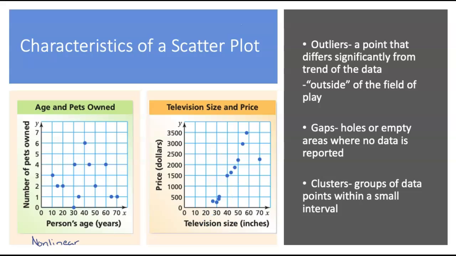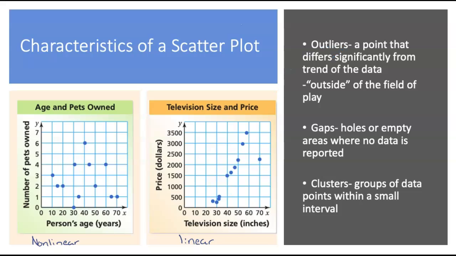So as the television size increases, you notice the price also tends to increase, and that makes sense. The larger the TV, typically the more it costs. So this is a linear representation. Now, when we talk about linear representations or trends that are being positive or negative, there are some key words.